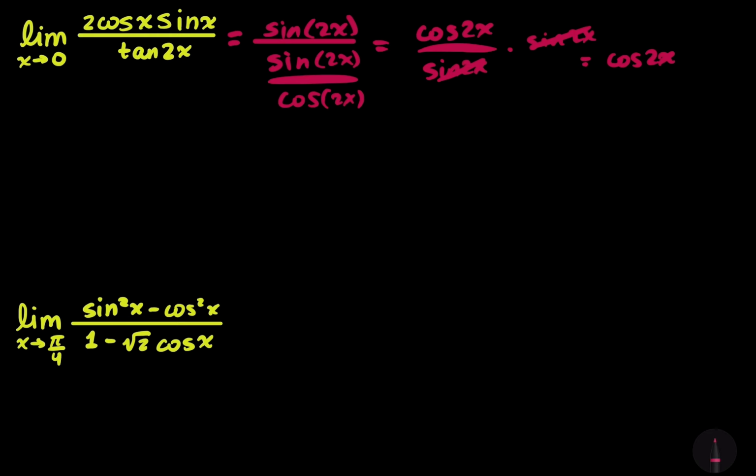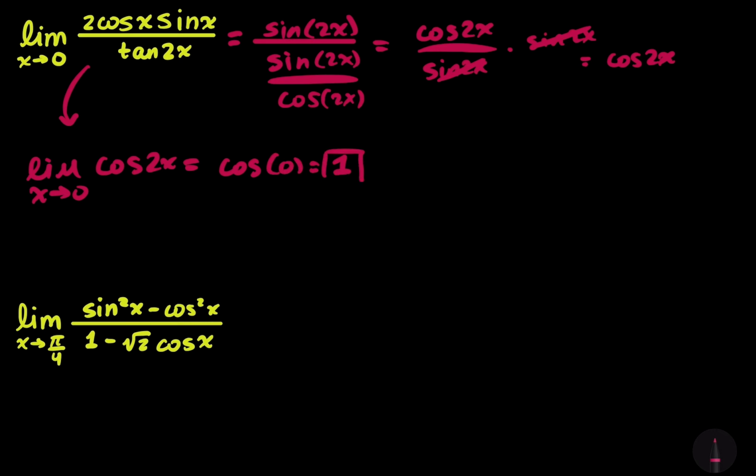And so this limit is going to just be the limit as x approaches 0 of cosine 2x. We can see this limit reduced very nicely into this significantly less intimidating limit that's actually defined. So this is going to be equal to cosine of 0, which is in fact equal to 1. And so we were able to determine this limit using a little bit of very easy trigonometric manipulation, nothing too crazy.